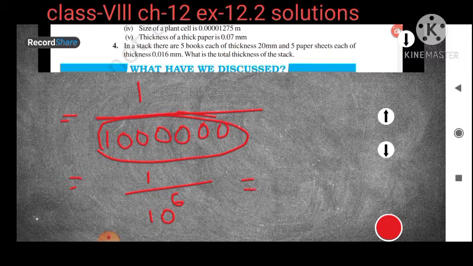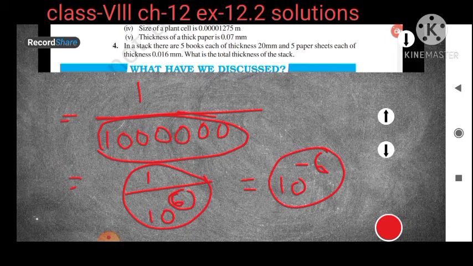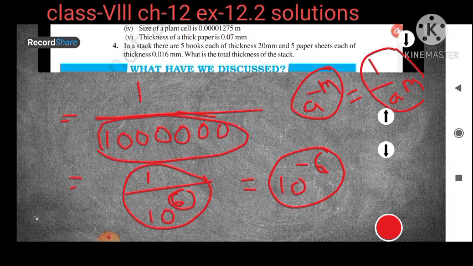But we have also learned that if you want to make this power negative, it can be written as 10 to the power minus 6, because this is 1 upon 10 to the power 6. Because what we know is a to the power minus m is equal to 1 upon a to the power m. So if you write it in the negative power, it will become 10 to the power minus 6. In this way you have to write.